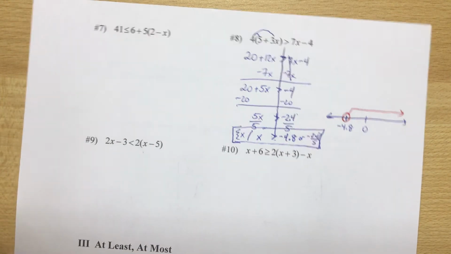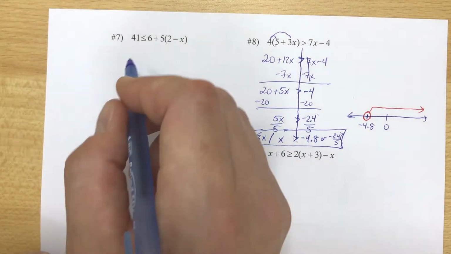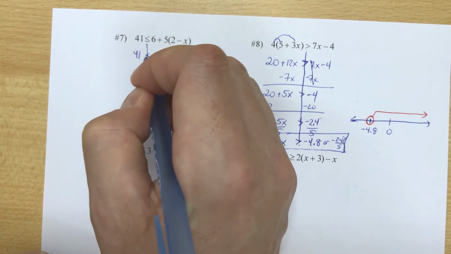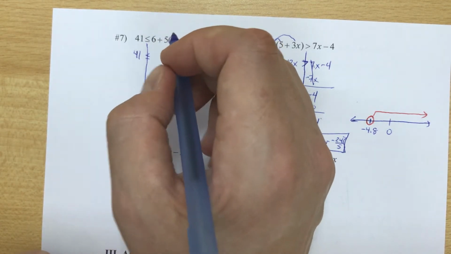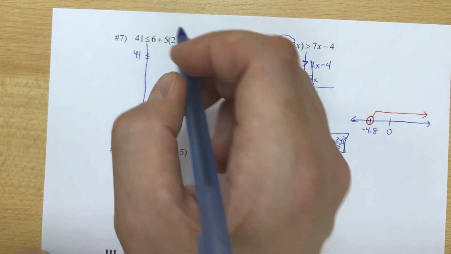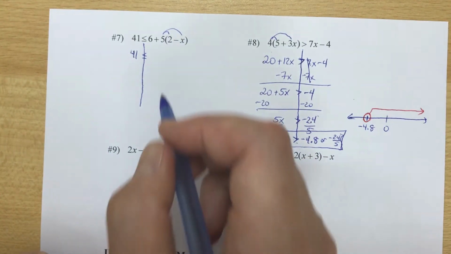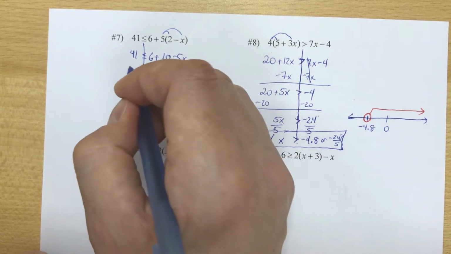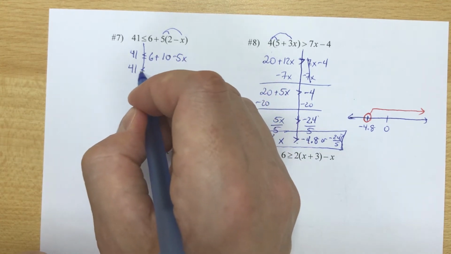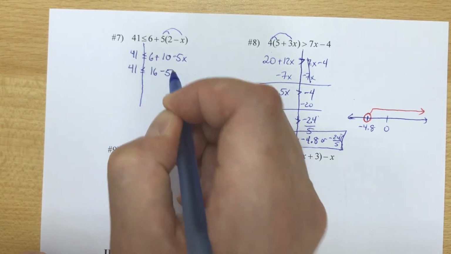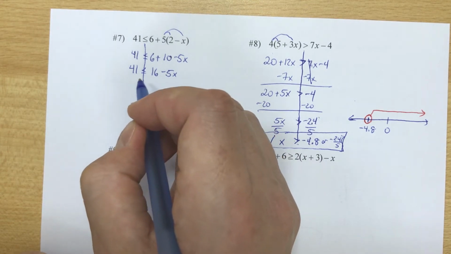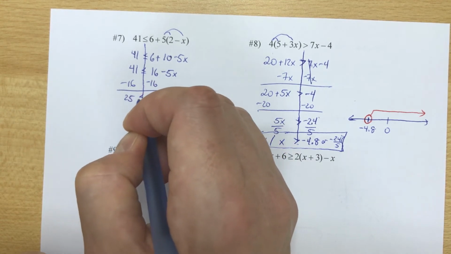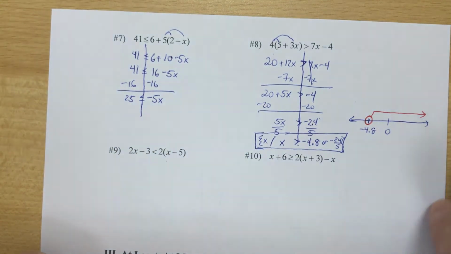If we take, I'm going to go back to number 7 now. Draw the line down. The left side is okay. But the right side we need to distribute. We don't add first, we always multiply first, order of operations. So that would be 6 plus 10, and then minus 5x. We can combine like terms, the 6 and the 10 add up to 16, minus 5x. Now I would move the constant, the positive 16, by subtracting it. 25 is less than or equal to negative 5x.